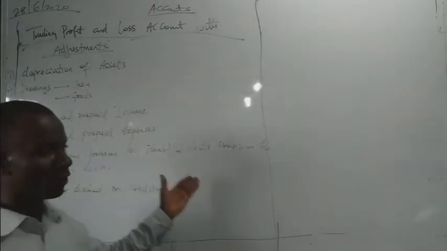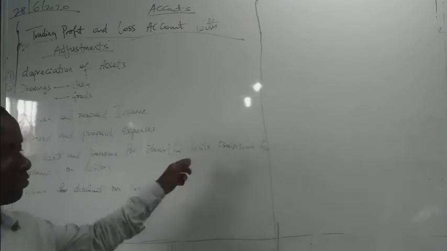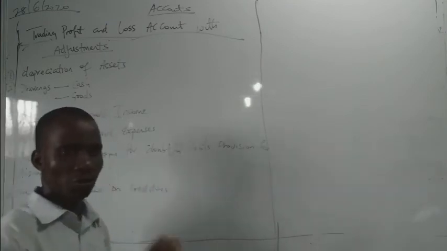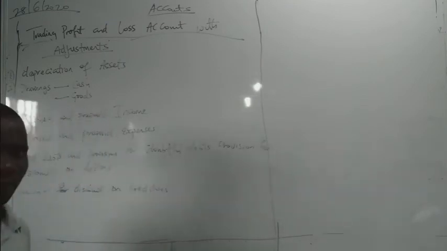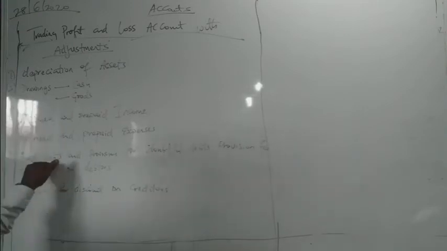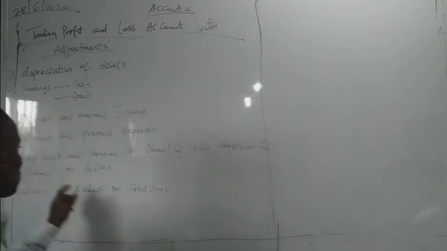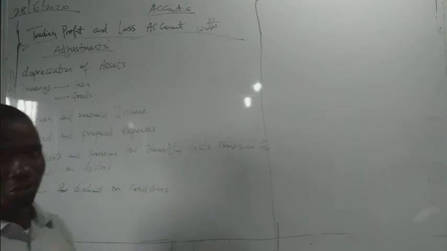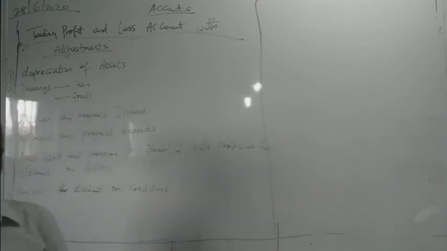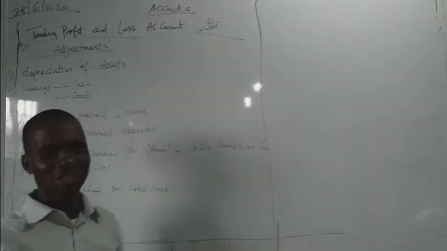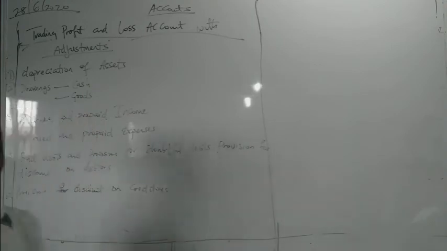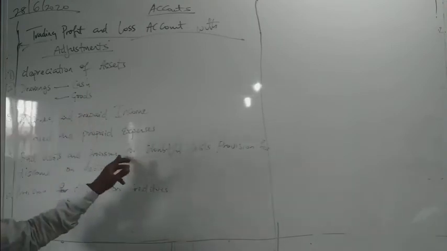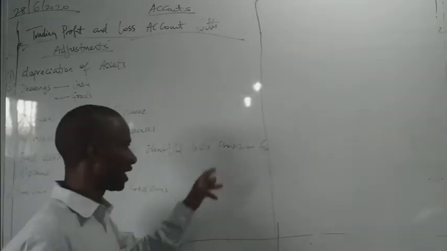But provision for doubtful debt, even from the name, doubtful, you are not sure. You may or may not collect. But this one, bad debt, you are very sure that you are no more collecting. That is why they call it bad debt. But with doubtful debt, you have a double mind. You are sure, you are not sure. So accounting, being a conservative profession, brought out what is called provision for doubtful debt.